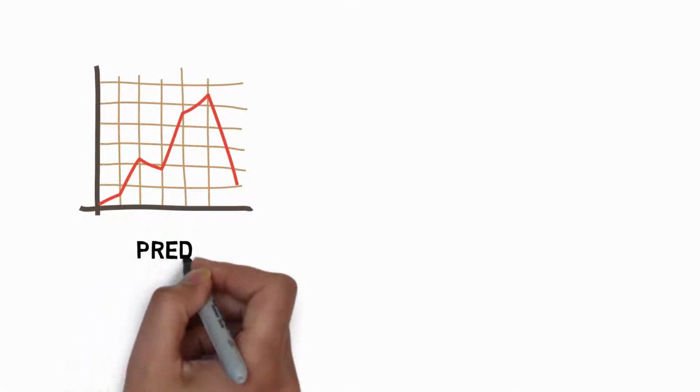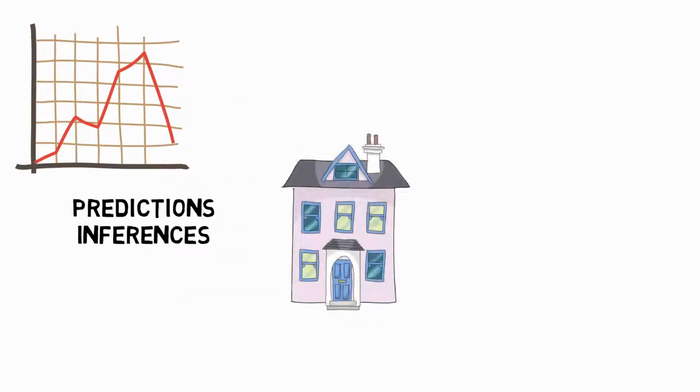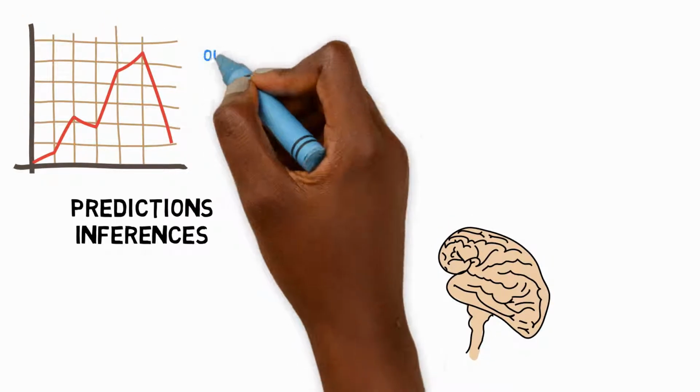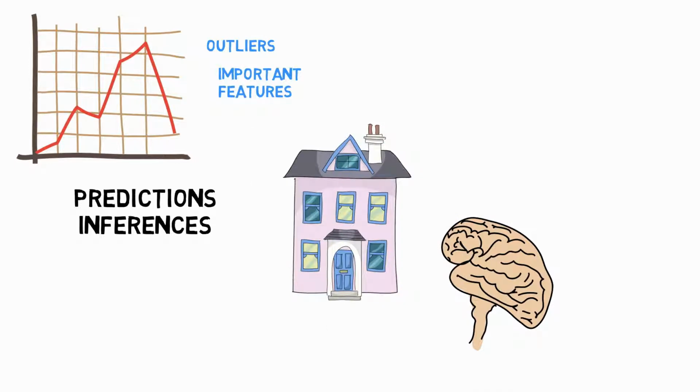Data models are useful for making predictions as well as inferences about our data. We can use the predictive aspects of a model to predict the cost of a house or chances of having a tumor, for example. Similarly, the model's inferential properties help us identify outliers, significant features, and much more.